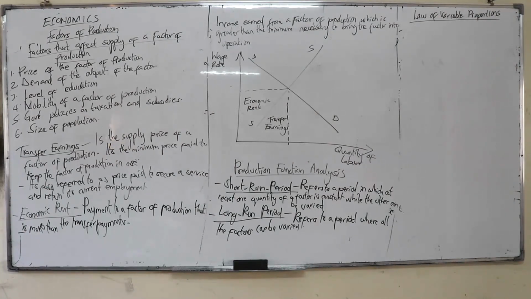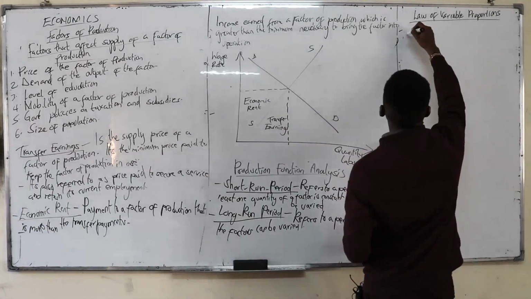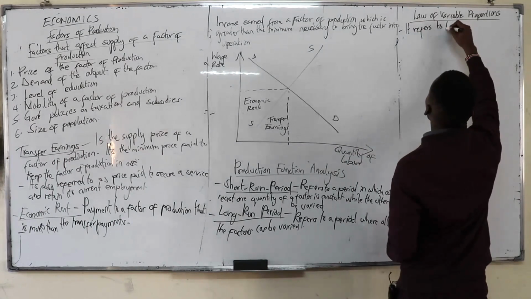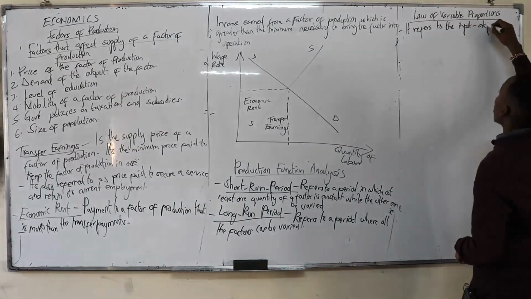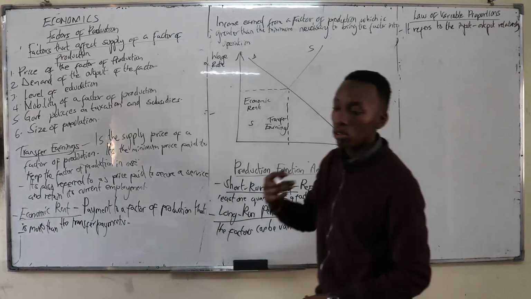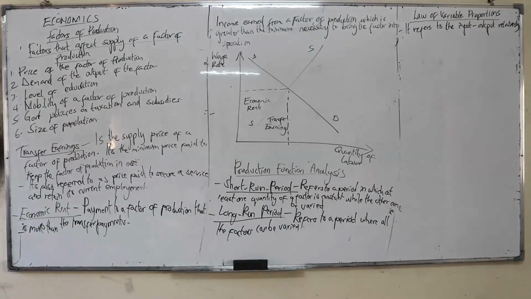You can say it refers to the input and output relationship when the output is increased by varying one unit. So in this case, it refers to the input and output relationship by varying a single unit, or by varying one of the factors of production, by varying quantity by 1 unit.